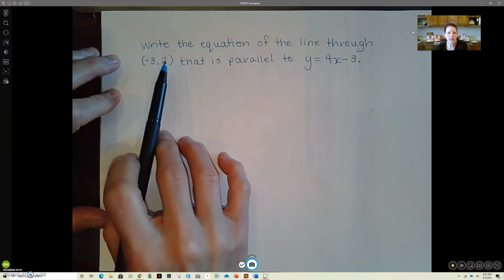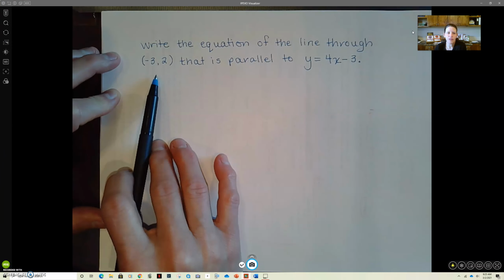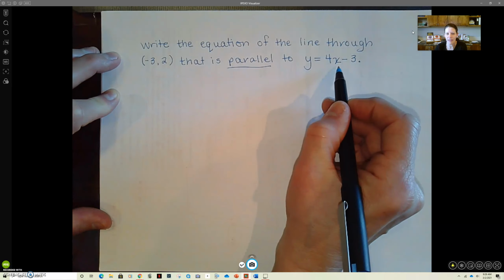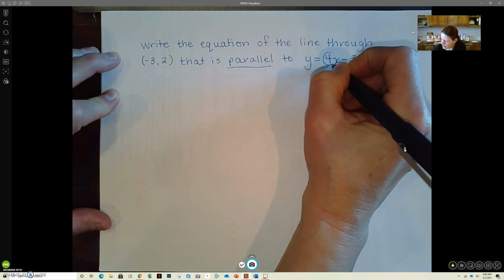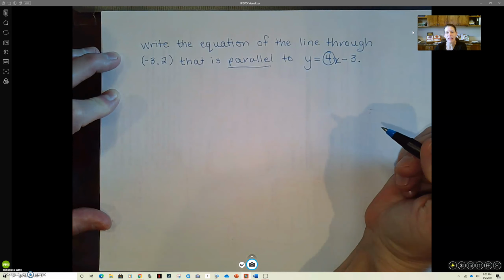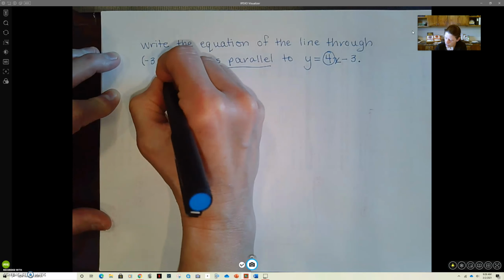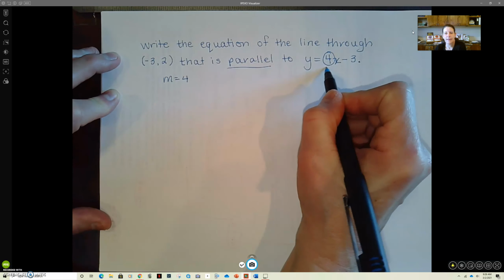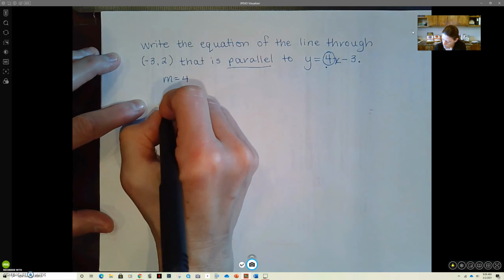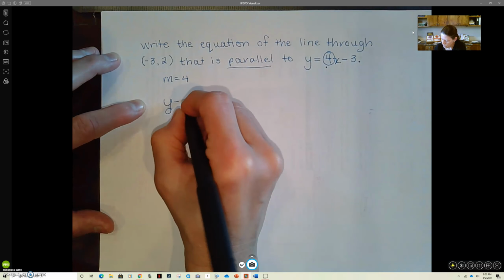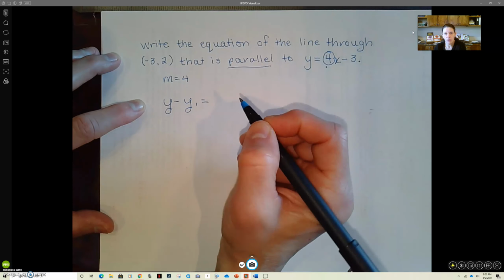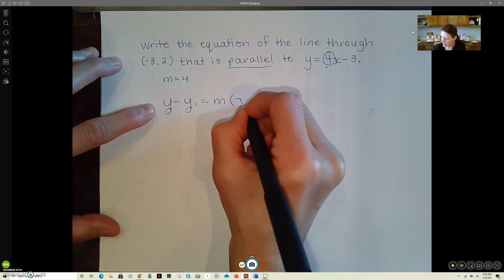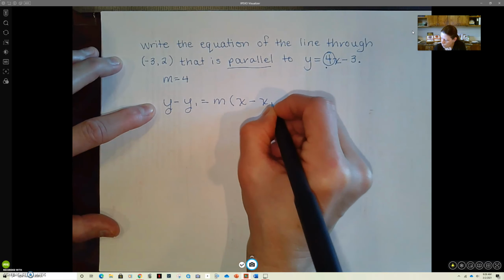So here we go, back to the same problem. We're going to write the equation of the line through -3, 2 that is parallel to y equal 4x minus 3. We know now that parallel lines have equal slopes, and so the slope of the line that we're going to write the equation for is 4. I'm going to use the point-slope form for the equation of a line. y minus y sub 1 is slope times x minus x sub 1.